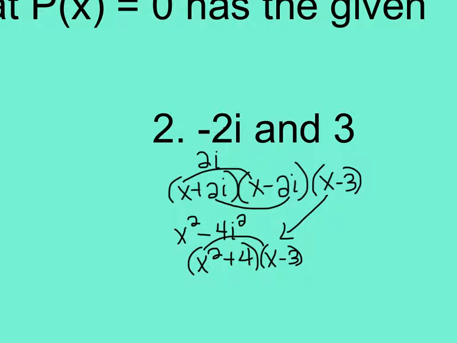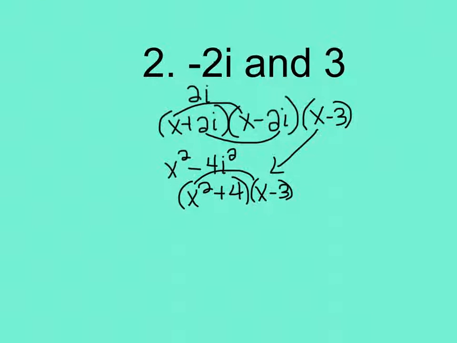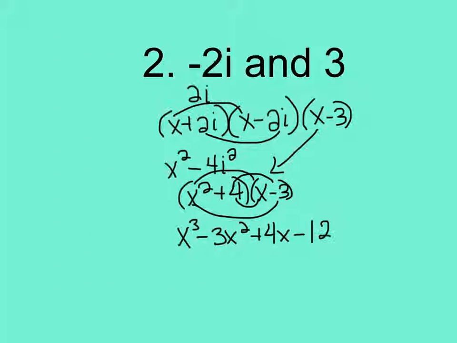So x squared times x is x cubed. x squared times negative 3 is negative 3x squared. 4 times x is a positive 4x. And 4 times negative 3 is a negative 12. Look through the problem. There are no like terms, so this is your polynomial function for those roots.